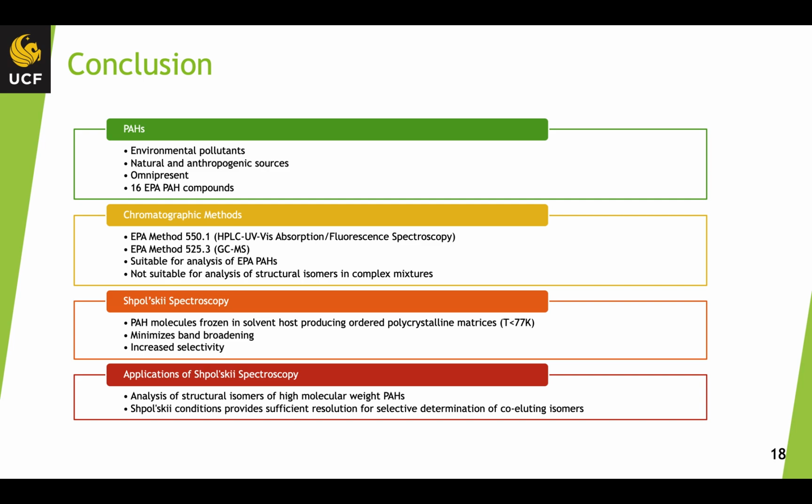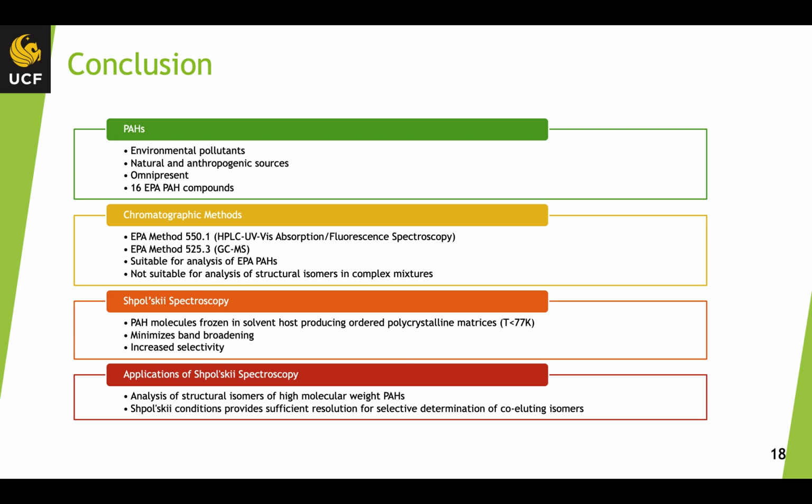In conclusion, PAHs are environmental pollutants from both natural and anthropogenic sources. They're omnipresent, and the main source of these are anthropogenic sources, unfortunately. The EPA has provided a list of 16 PAH compounds, which should be routinely analyzed. And the methods they provide include EPA method 550.1, which includes HPLC and UV-vis absorption and fluorescence spectroscopy, and the GC method is 525.3.